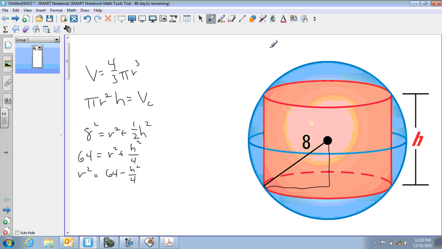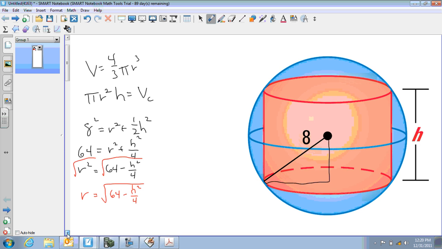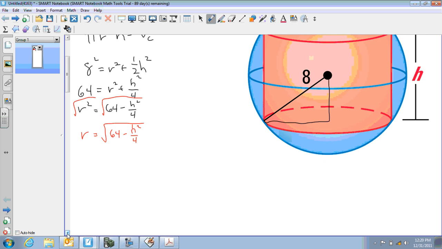Let's change the color of the pen to red, and let's take the square root of both sides of this equation. So now I have r is equal to the square root of 64 minus h squared over 4. I thought I could simplify that since I have the difference of two perfect squares, but actually I couldn't, because that doesn't really help me with the square root. So let's keep on going here.